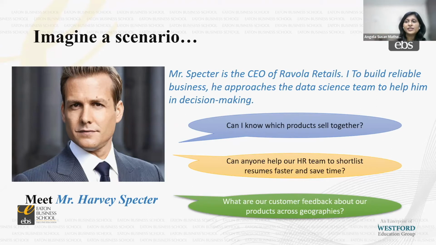Organizations, especially retail and e-commerce platforms, would like to know which products are likely to sell together. If a person picks up bread, what is the probability that the person will also pick up jam? If I pick up bread and jam, is there a probability that I will also pick up milk? So these kinds of things.